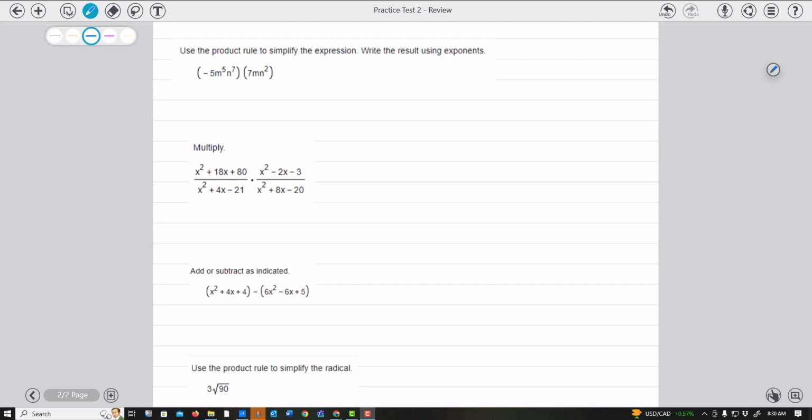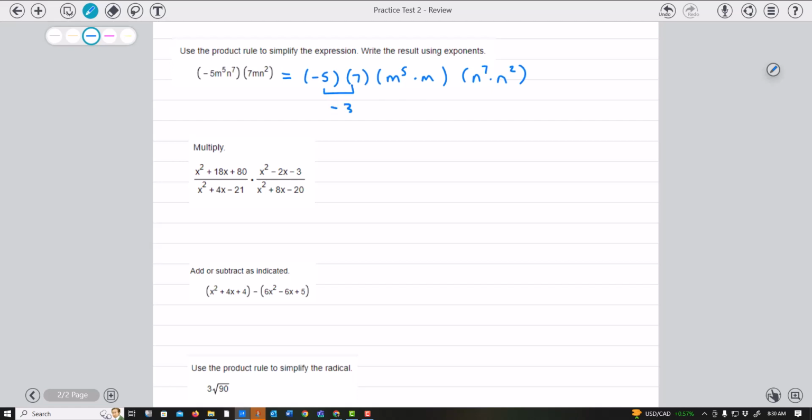All right, so let's use the product rule to simplify this expression. What you're doing is you're multiplying the numbers, and then you're multiplying the variables. So n to the 7th and n squared. So the numbers are pretty easy, right?